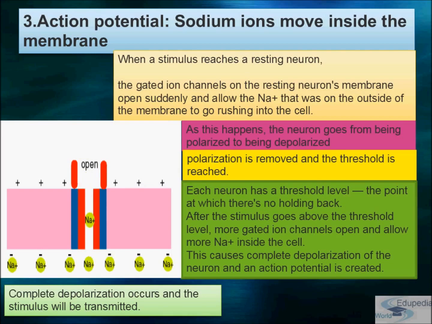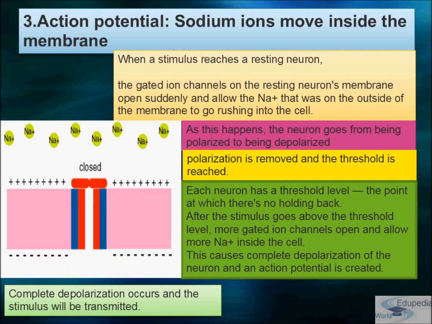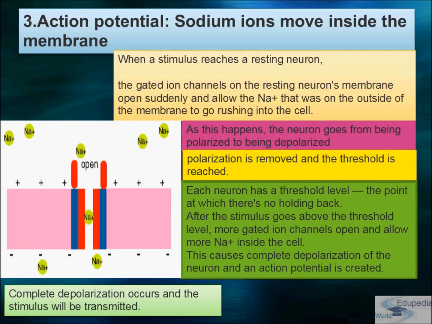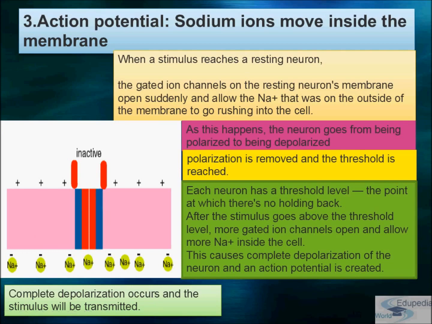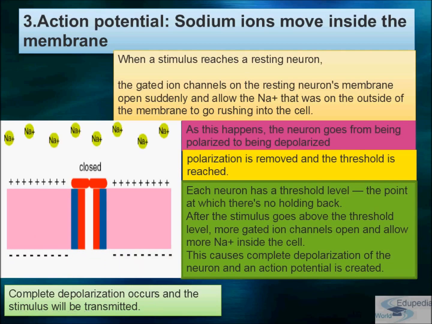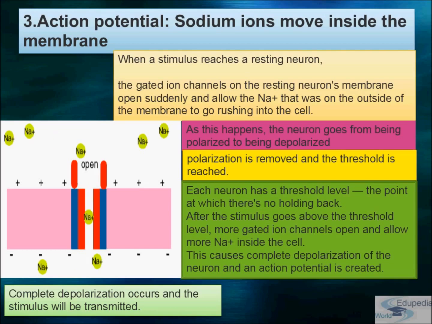This is how the depolarization of the neuron takes place, and this is how the action potential is generated. After complete depolarization is done, only then will the stimulus be transmitted to another neuron. So the action potential should be generated for the transmission of the nerve impulse from one nerve to another, or you can say that only then can it transmit the information from one neuron to another.